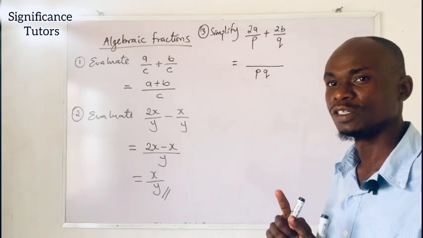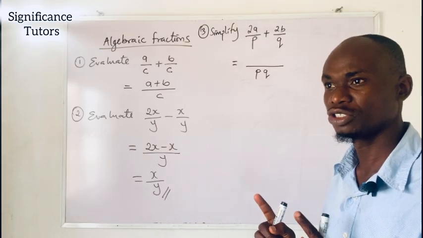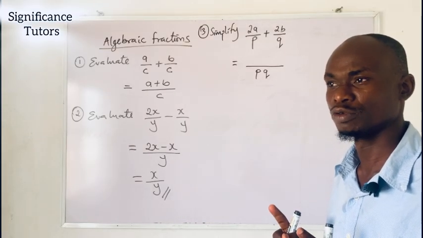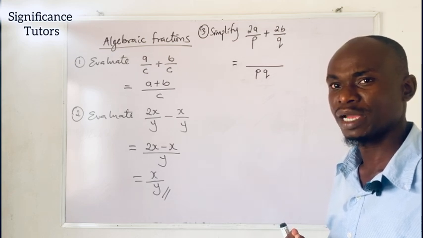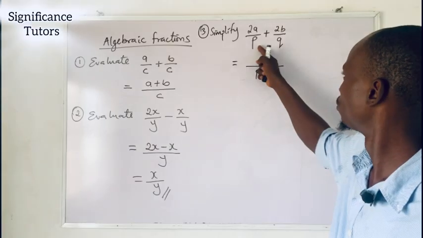Okay? For two different denominators, where each denominator is a single variable, take note: what you need to do is multiply them. After multiplying them, you cross multiply.